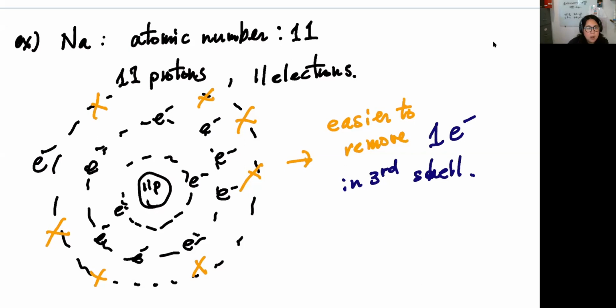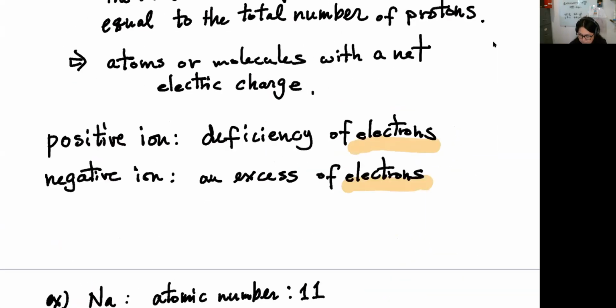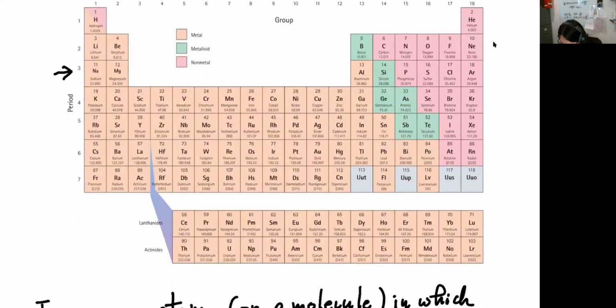So when you have 1 less electron than protons, then the sodium, it's easier to become positive or negative? Removing 1 electron, so it'll be easier to become positive. By how many? 1. Right? Let's see.